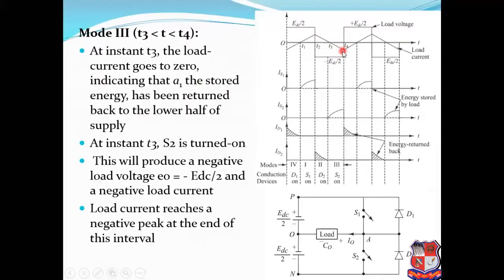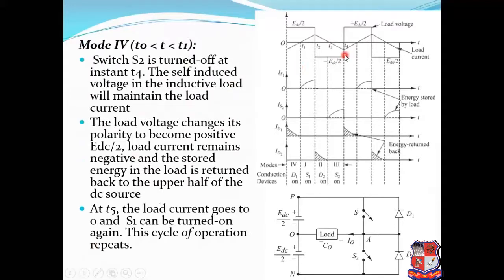The load current reaches a negative peak at the end of this interval, that means at T4. At T4 we will again turn on S1, or we can say turn off S2. When switch S2 is turned off, now we will understand this T4, or we can say from this T0 to T1 period, switch S2 is turned off at instant T4.